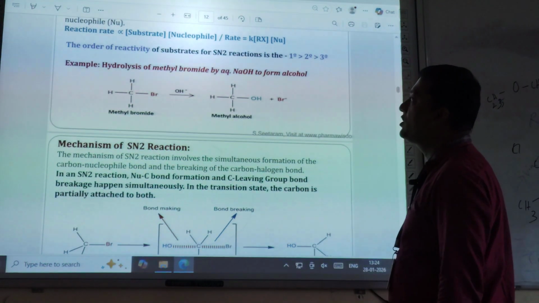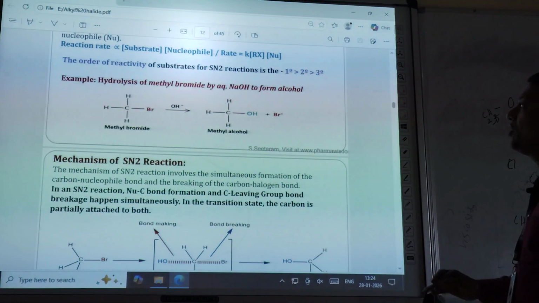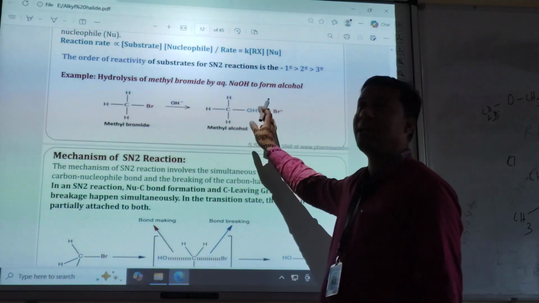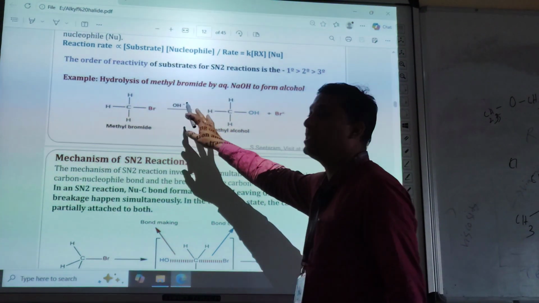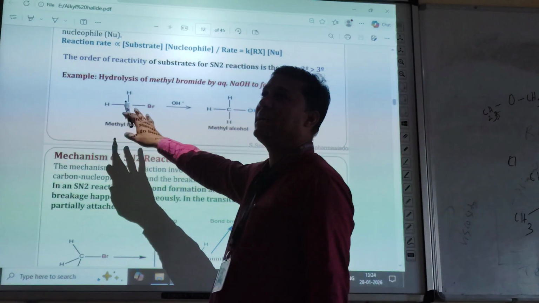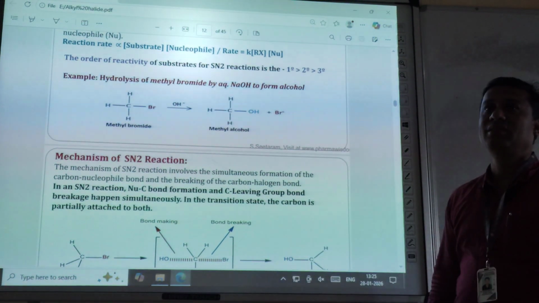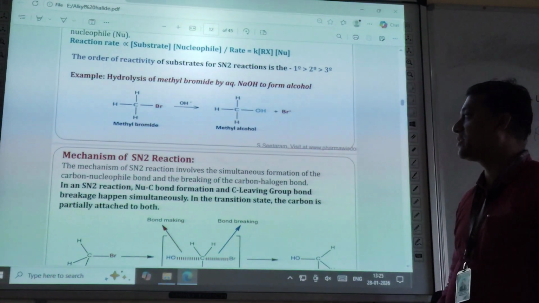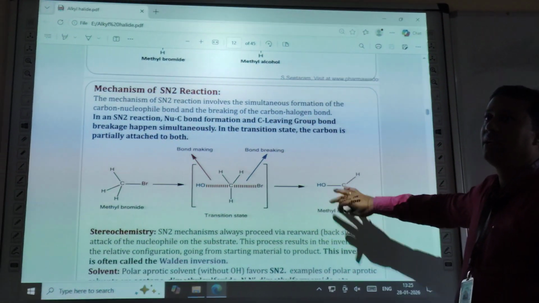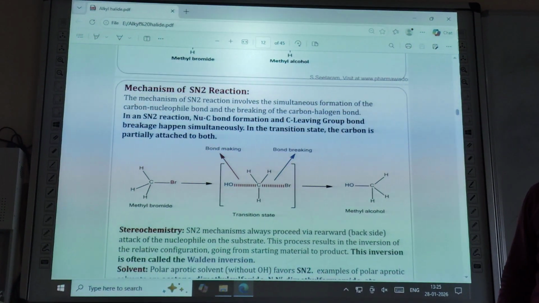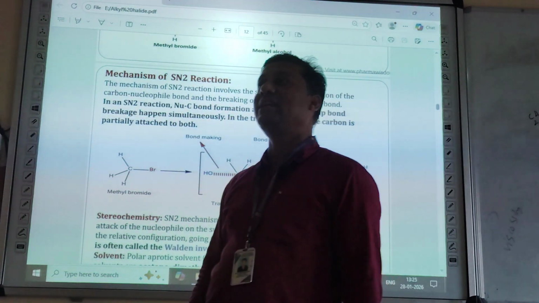The example is the hydrolysis of methyl bromide by aqueous sodium hydroxide to form methyl alcohol. The hydrolysis of methyl bromide to methyl alcohol is the best example of what? The SN2 reaction, bimolecular. The rate is proportional to the concentration of both substrate and nucleophile.